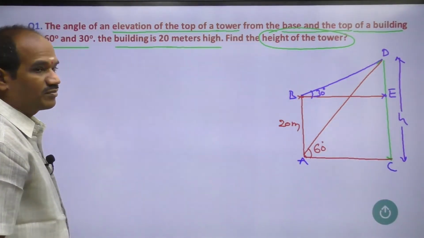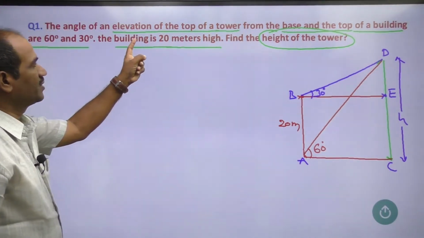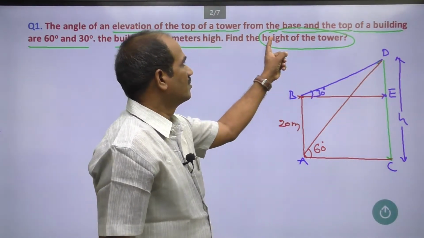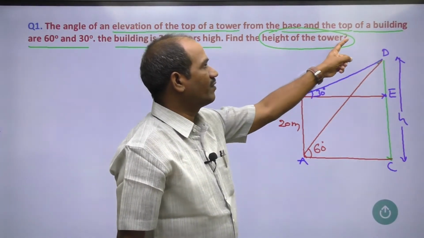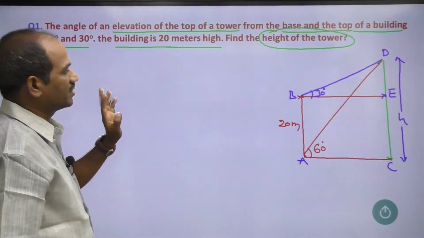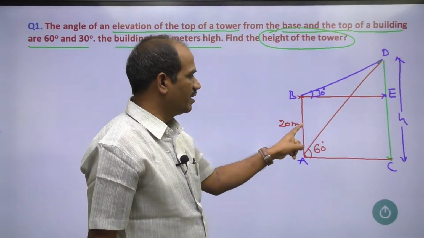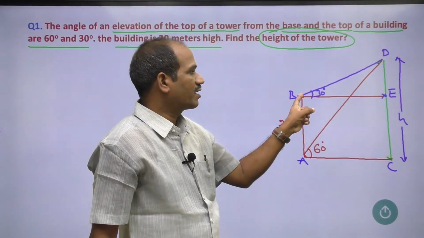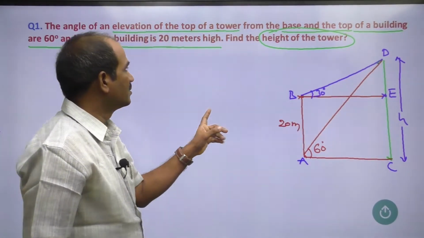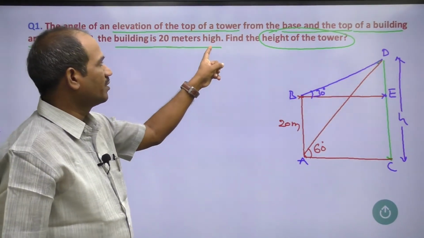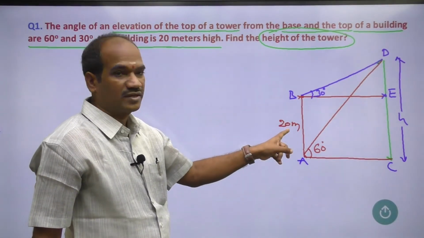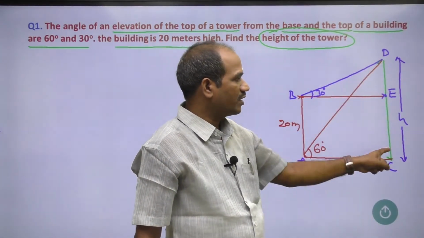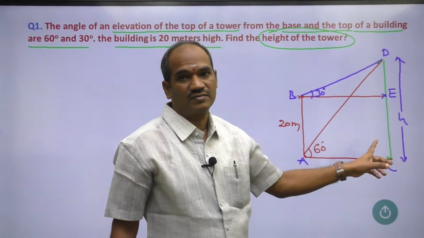See one more time. The angle of elevation of the top of a tower from the base and top of a building are 60 and 30 degrees. This is the building. At the base the angle of elevation is 60, and at the top the angle of elevation is 30 degrees. The building is 20 meters high. Find the total height of the tower.